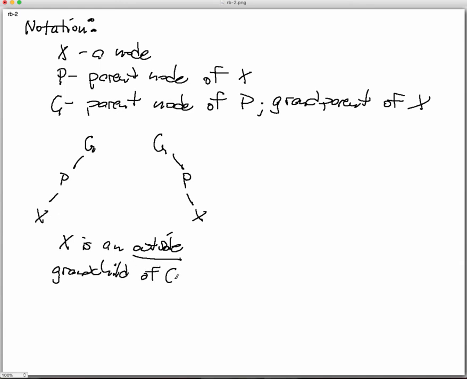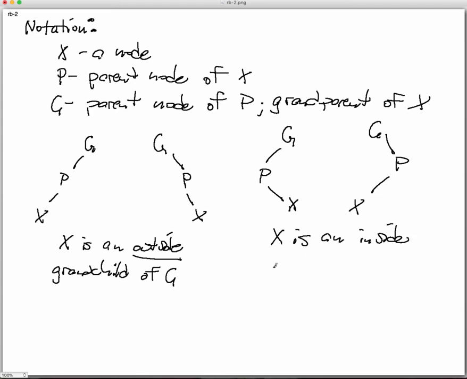And then the other situation I'm going to have is this. I could go G and come over here to P and then X, or I could have G coming over here to P, and this could be X. And here we would say that X is an inside grandchild of G.